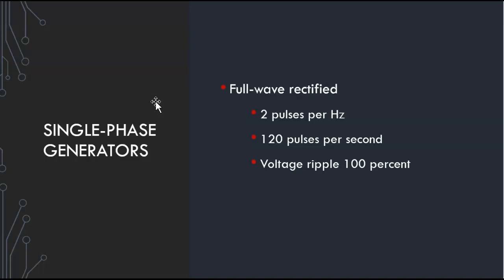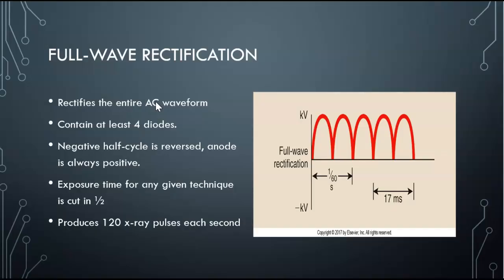Single phase generators are still out there. Now we have fully rectified units. It's 2 pulses per hertz, so 120 pulses per second. The voltage ripple is 100%. So we've taken it and we've rectified it, so that negative portion is flipped up.